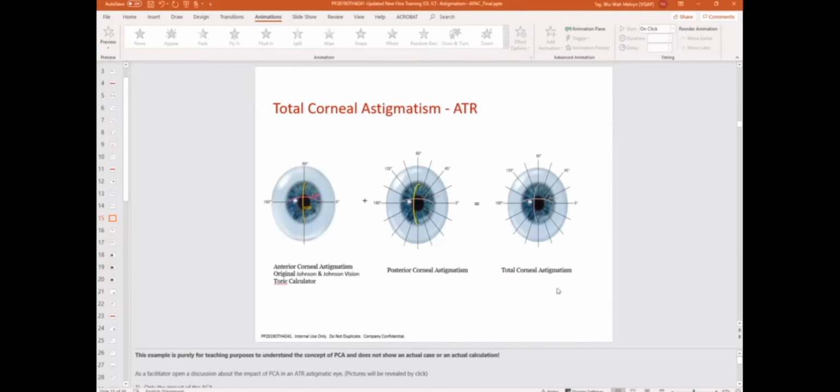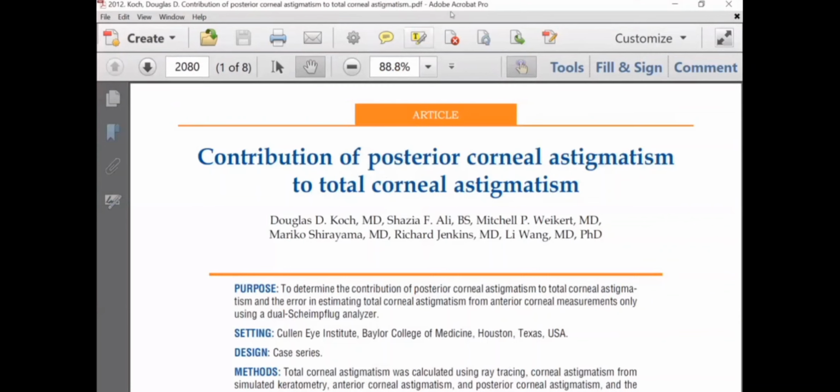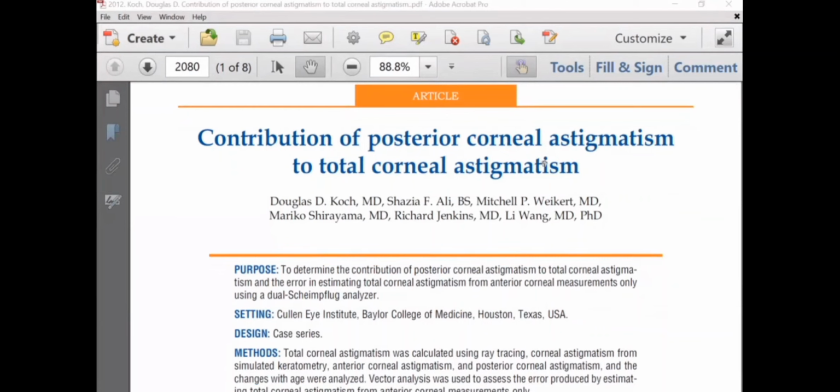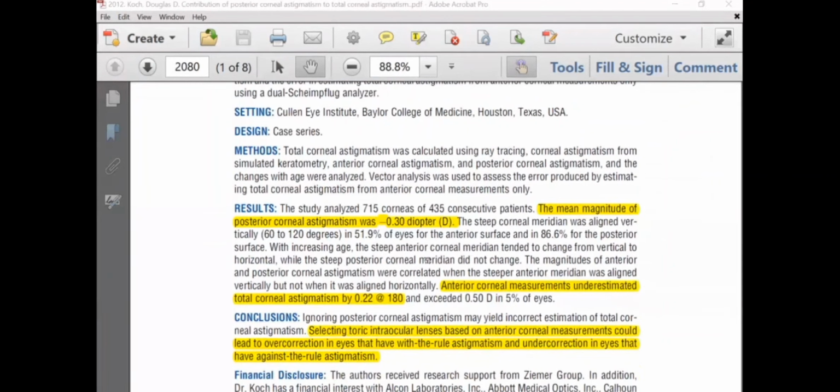Just to give you another idea, right? So we said that the average posterior cornea astigmatism is 0.3 diopters. So I want to show you where that source came from. Right. So this is a study of posterior cornea astigmatism performed by Douglas Cock, and this is what we base our Baylor nomogram on and what is used in our toric calculator. Right. So if you look at the mean cornea astigmatism, it was minus 0.3 diopters.